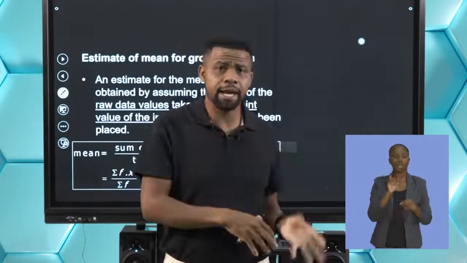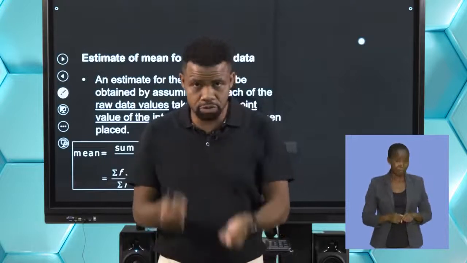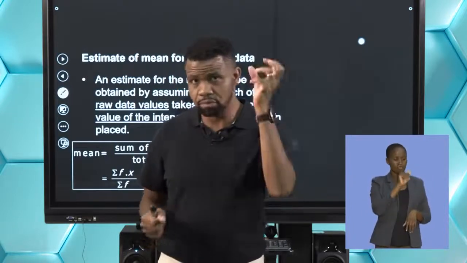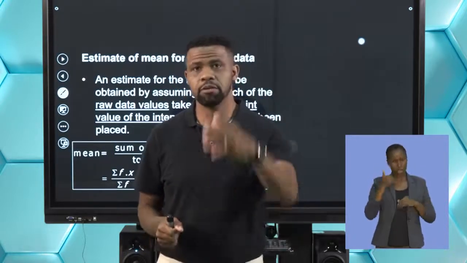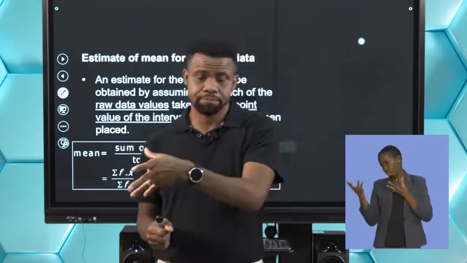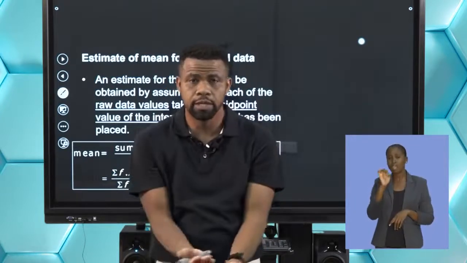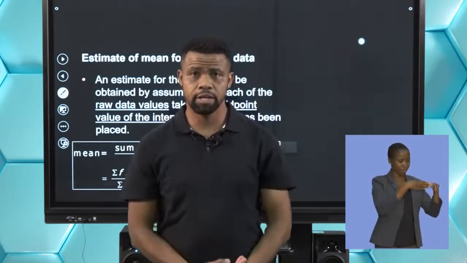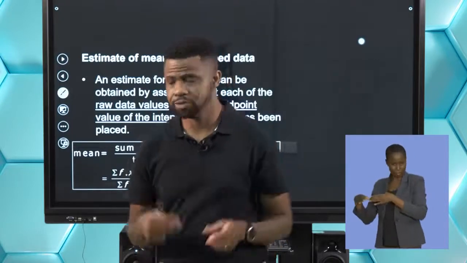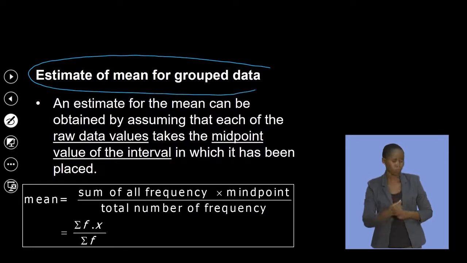So what we had was raw data, the actual data given to us. We knew this country's population was 3.6 million. We knew that this country's population was 50-something million. But what if data is grouped in a table? How do we calculate the mean? Let's look at how we do that. So we call this an estimated mean.